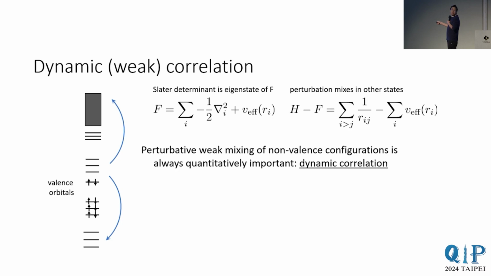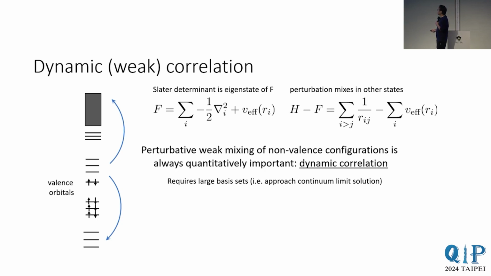For example, there's a continuum of orbitals at high energies. And so there are these events where the electron is scattered from its mean field state, first weakly, but this scattering happens to many, many different orbitals. So quantitatively, this type of many body effect, which we call dynamic correlation, is always quantitatively important, even though conceptually it's kind of simple. It's just perturbative in nature. It requires, for example, large basis sets, so you can really treat these continuum contributions.